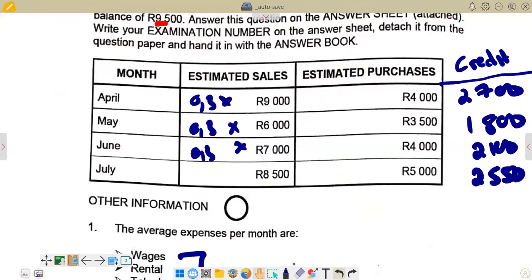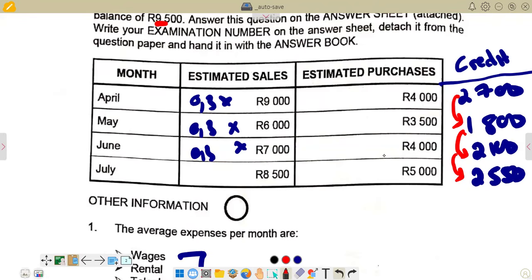So what it means, we are going to say this 2,700 will be received in what? In May. And this one, 1,800 will be received in what? In June. And this one, 2,100 will be received in what? In July. So we are going to enter them as such.